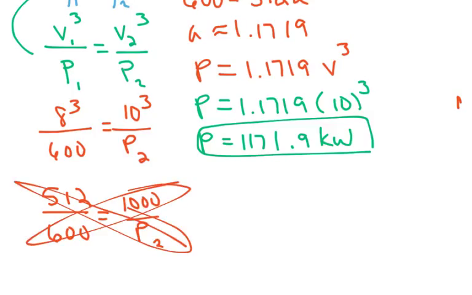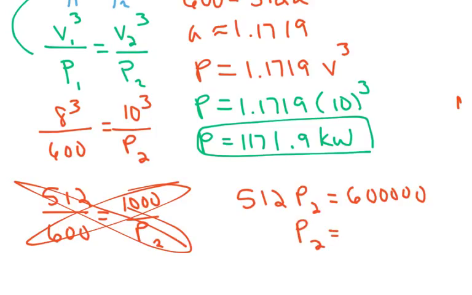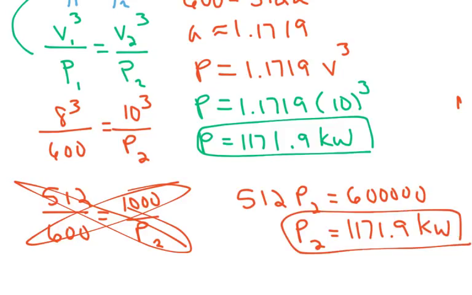cross multiply. I would have gotten 512 P2 is equal to 6 times 1,000, which is 600,000. And when I divided, I would have gotten 1,171.9. Both methods are acceptable. You can use whichever one makes you happy.